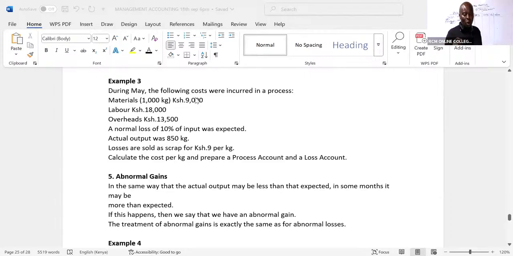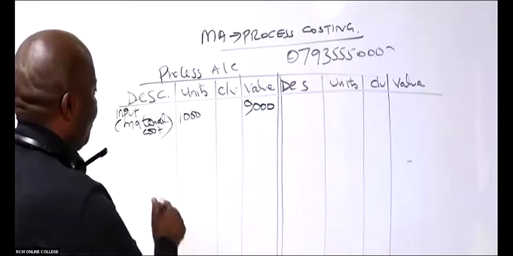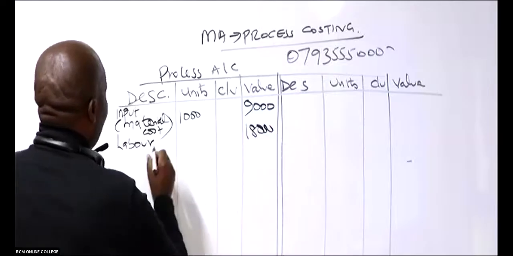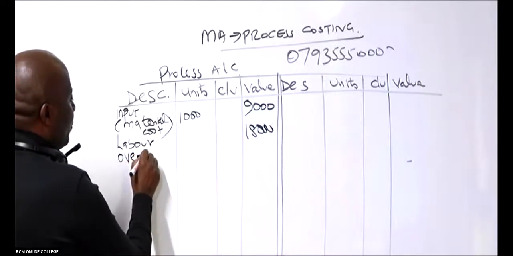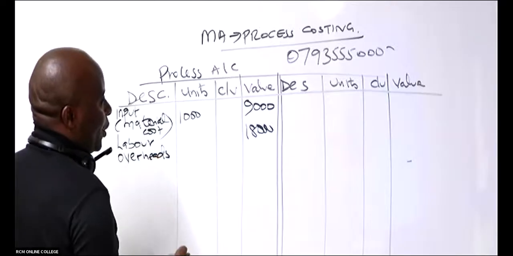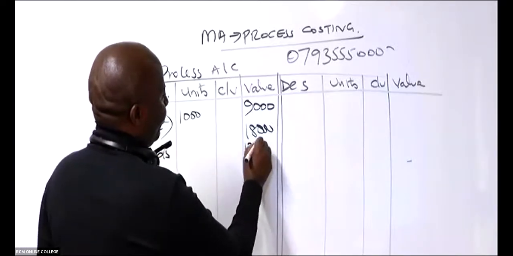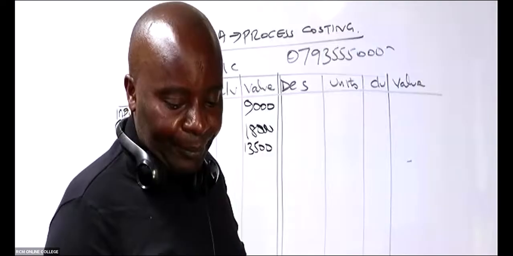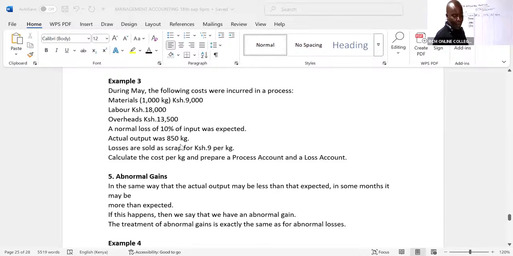now you need to bring what we call conversion. Conversion is made up of two items, labor and overheads. So you can see labor is 18,000, and overheads is 13,500.